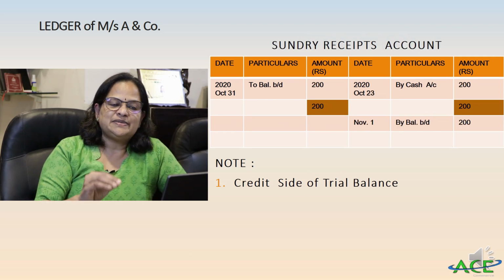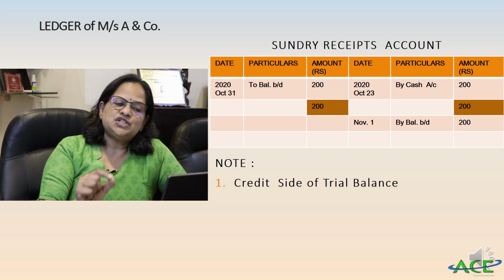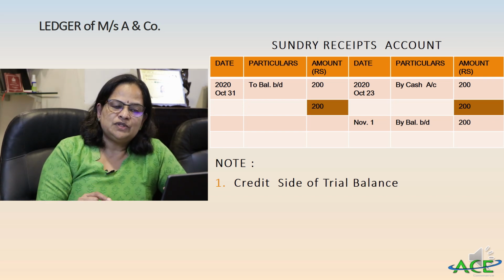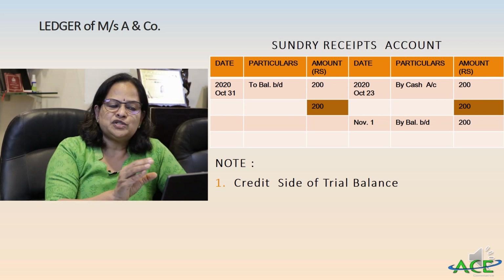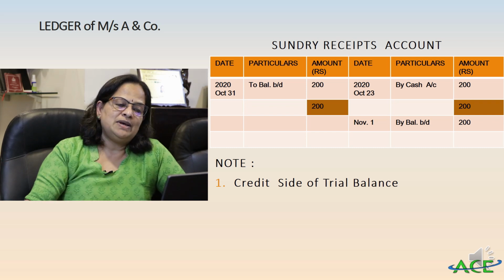Next is sundry receipts. I told you that newspaper was sold for 200, so by cash you write 200 rupees. That is on the credit side, and there is no corresponding debit balance. So it will come on the credit side of the trial balance.